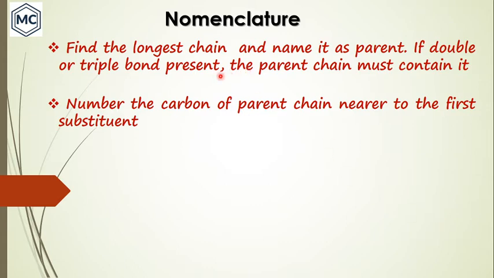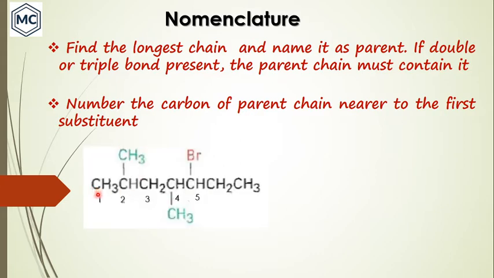Next one, nomenclature. You already know how to name alkyl halides. First, you have to find the longest chain, that is what we call the parent chain. If there is a double or triple bond present, you should include that double or triple bond in the parent chain. The numbering of carbon atoms should start in such a way that the substituent gets the lowest number. That is, you have to start numbering from this end, not from this end, because if you start from this end, the substituent gets the lowest number.